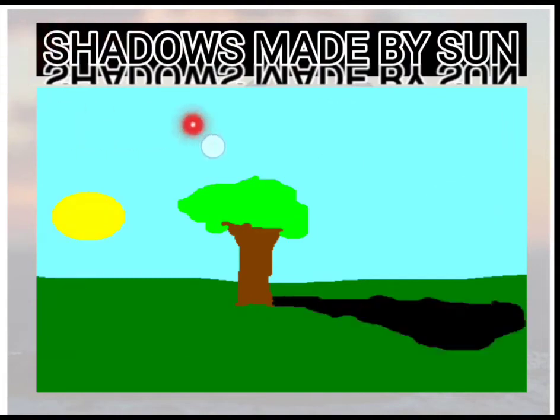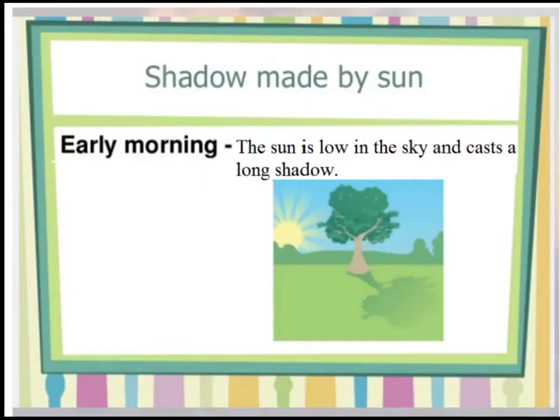Now we will talk about shadows made by sun. In the morning, the sun rises from the east. So, the shadow of this tree will be formed in the west direction. And the shadow of the tree will be long, because sun is low in the sky, and when the sun is low, it will cast a long shadow. So, during morning, the shadow will always be long.